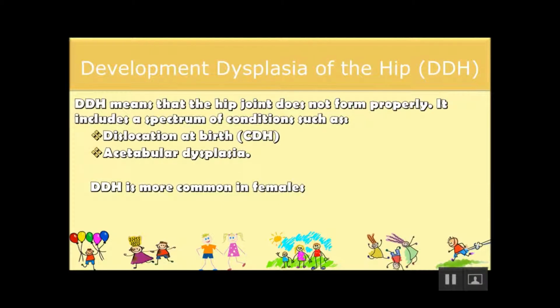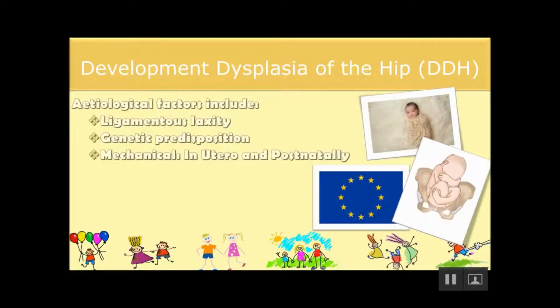Developmental dysplasia of the hip means that the hip joint does not form properly. It includes a spectrum of conditions such as dislocation at birth and acetabular dysplasia. It is more common in females. Etiological factors include ligamentous laxity. Females are more affected due to the presence of relaxin. Genetic predisposition, where it's more common in families, and mechanical factors in utero such as breech or oligohydramnios, both of which decrease uterine size, and postnatally with swaddling.